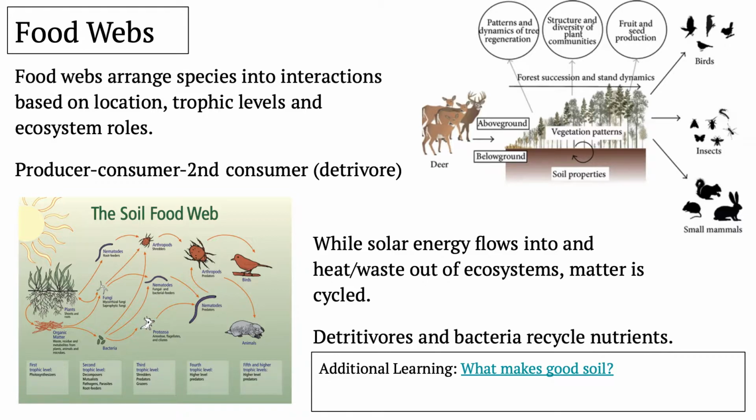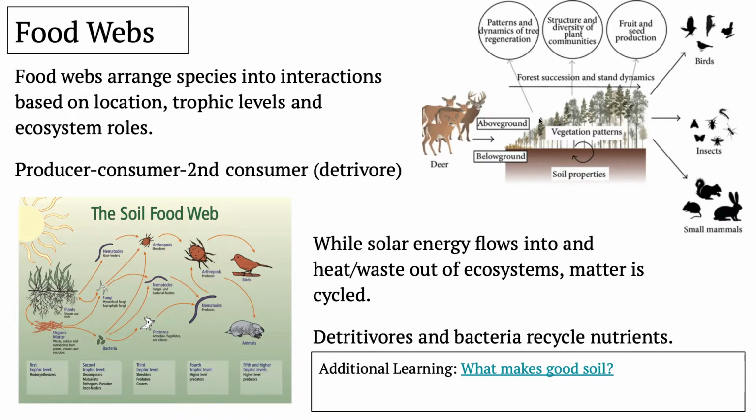Now, food webs are really important to capture how different ecosystems have interactions between species and abiotic factors. Food webs just arrange species into interactions based on their location, their trophic level, whether they make food or are eating other things to get their energy, and their ecosystem roles. Generally, we go from producers to consumers to secondary consumers, and when they all die, they're recycled by detritivores.